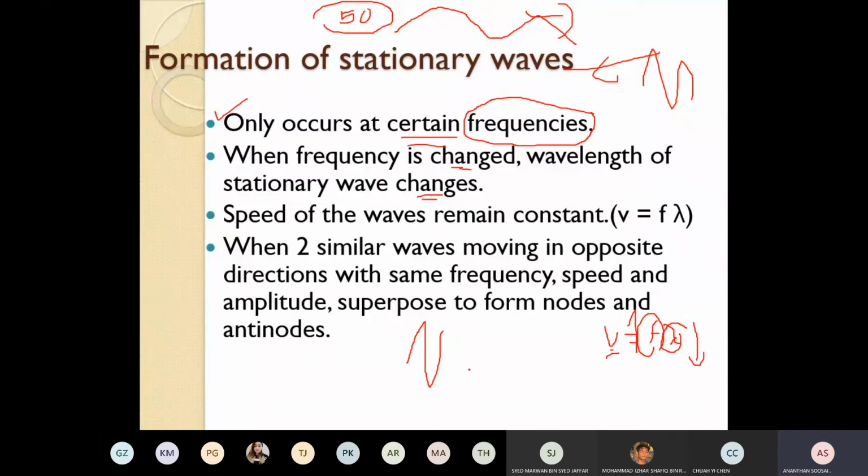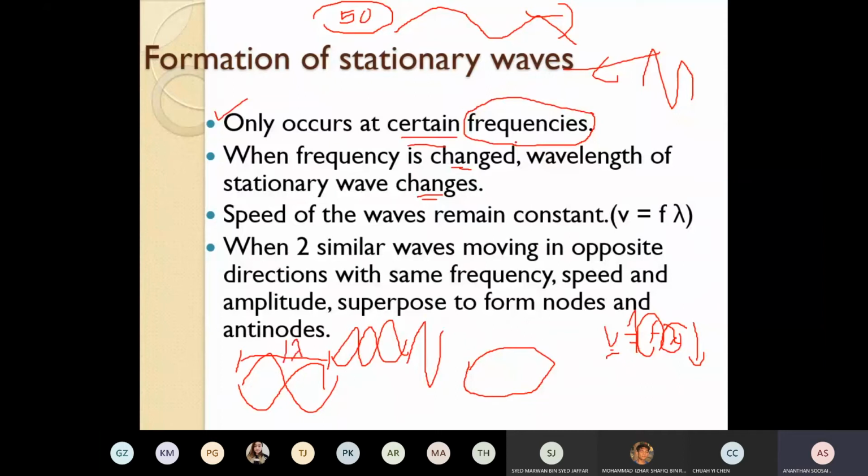When wavelength gets shorter, last time you got one loop for stationary wave, now you can get two loops, you can get three loops, you can get more loops because the wavelength gets shorter. This is one wavelength, this is one wavelength. Two loops make one wavelength.